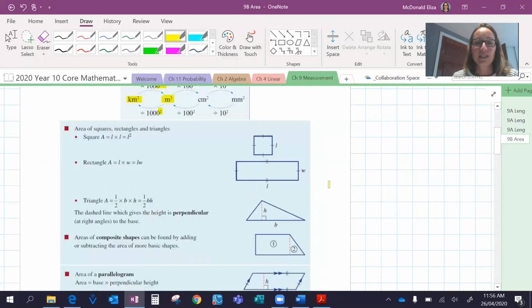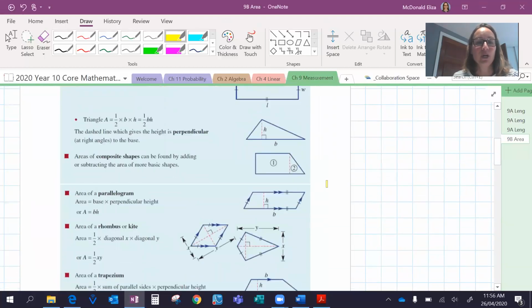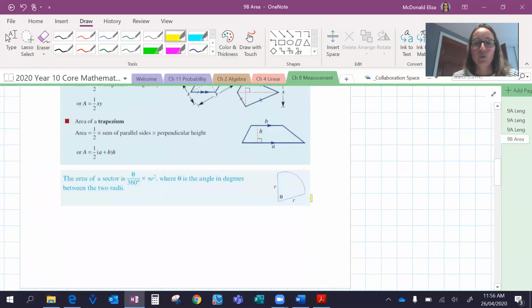A whole lot of formulas here of different shapes. We've got square, rectangle and triangle. Composite shapes, you need to split them up into other shapes that you know the formula for. Parallelogram, kite and trapezium. The one that should be new now would be area of a sector. Same way as we did the circumference of a sector or the perimeter of a sector, we need to use this angle here and work out the fraction of a total circle. So there's an example coming up on how to use that one.